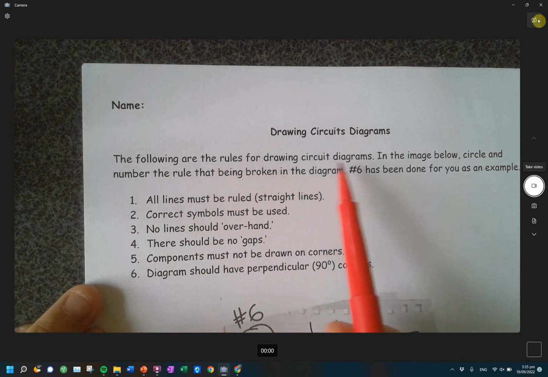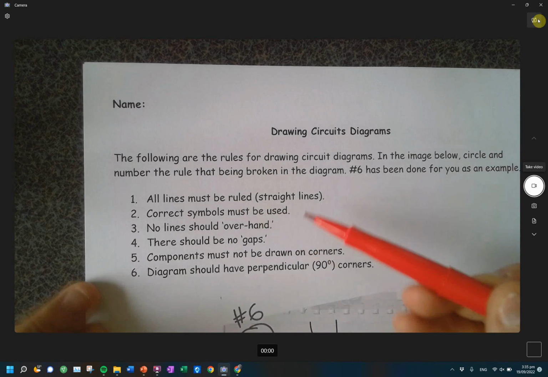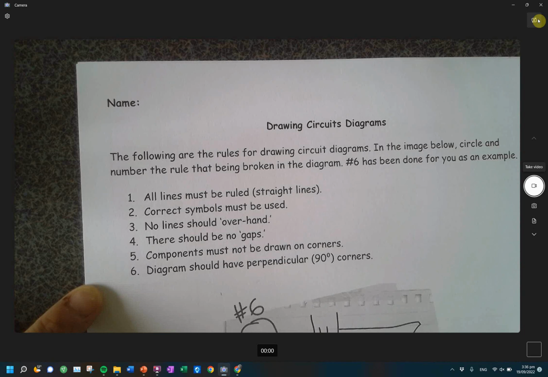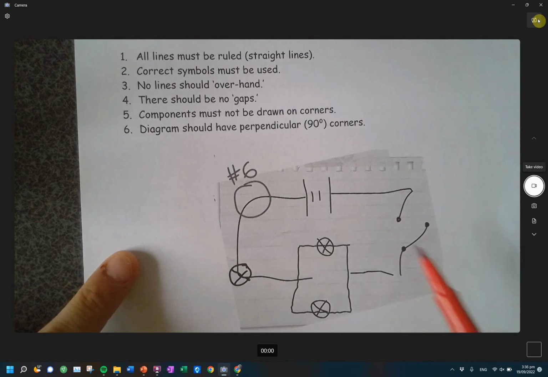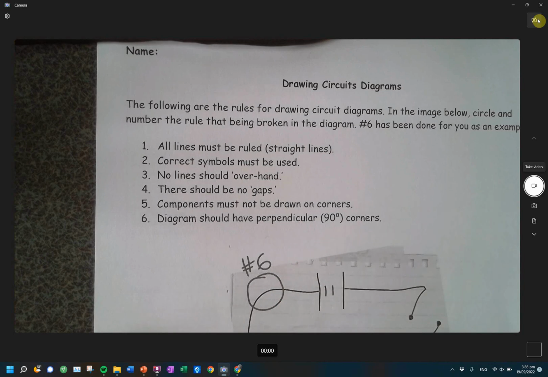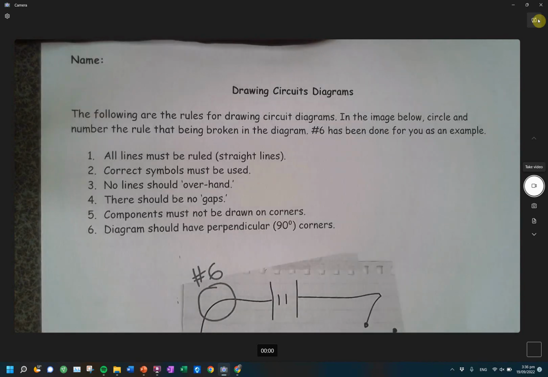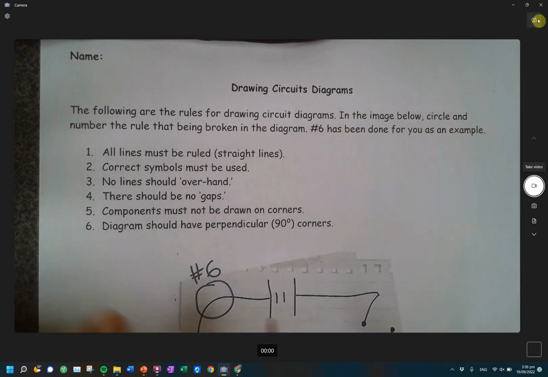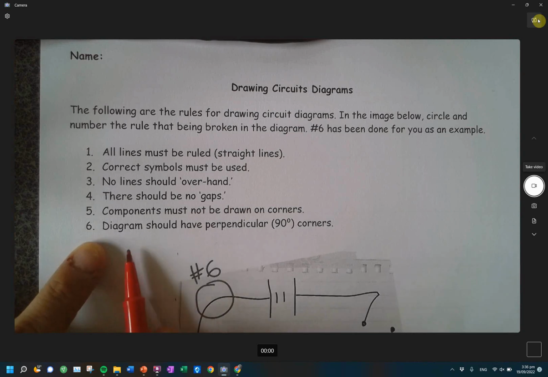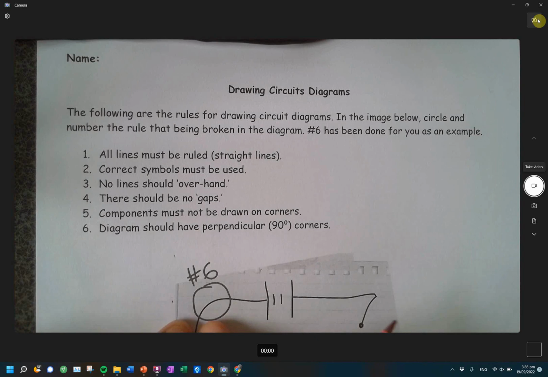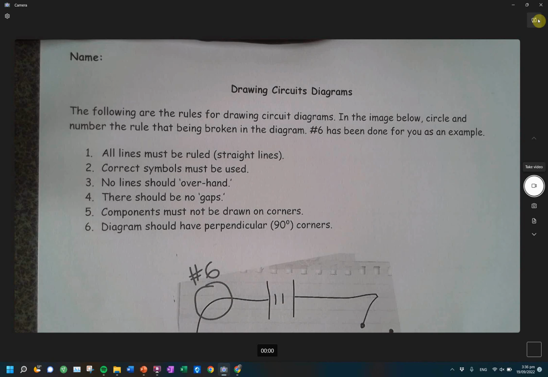The following are the rules for drawing circuit diagrams. In the image below, I want you to circle the mistake that you see and number it as well, so that we have evidence of the rule and what not to do, basically. So these are the 6 rules. I have done number 6 for you, which is diagrams should have perpendicular 90-degree corners. That one I see is curved, so that is not a corner. That's what I want you to do first.